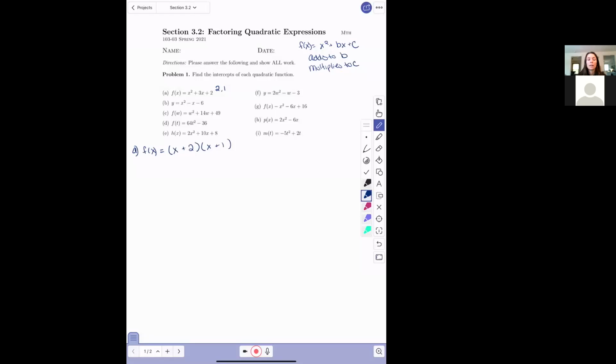Okay. Then to go ahead and find the x-intercepts, we're going to set each of these equal to 0. We'll set this whole thing equal to 0. So we have x plus 2 equals 0 and x plus 1 equals 0. So this means that our x-intercepts are minus 2 and minus 1.